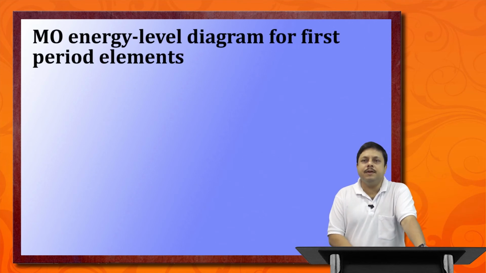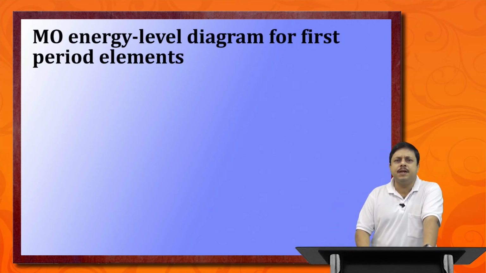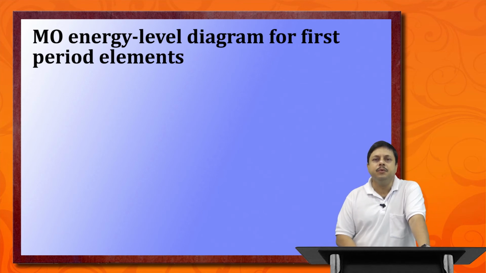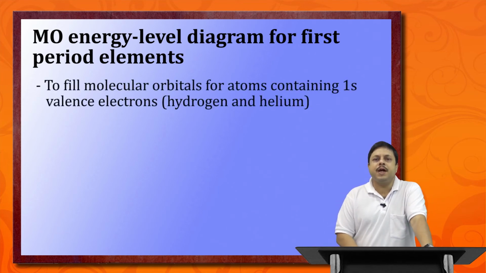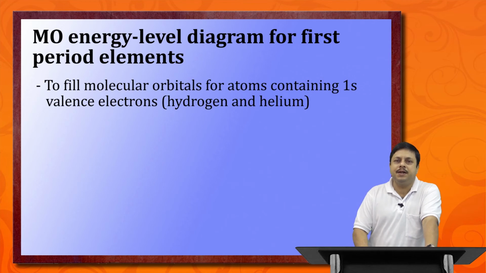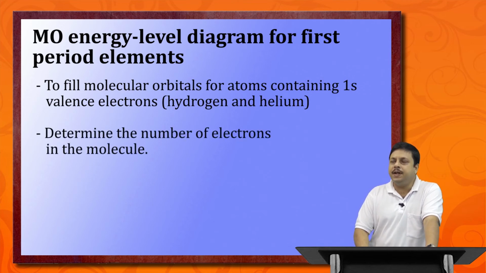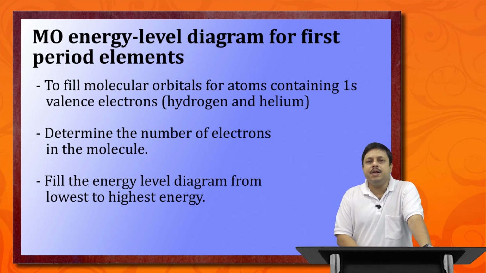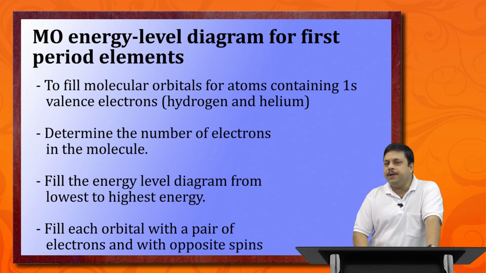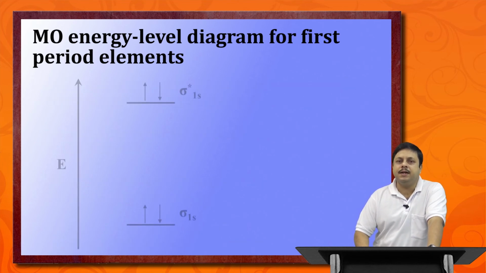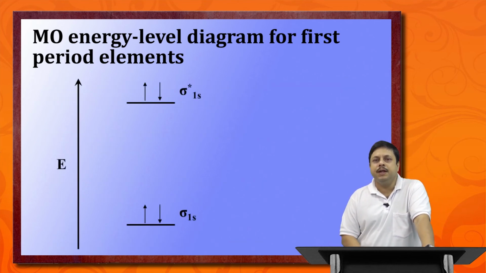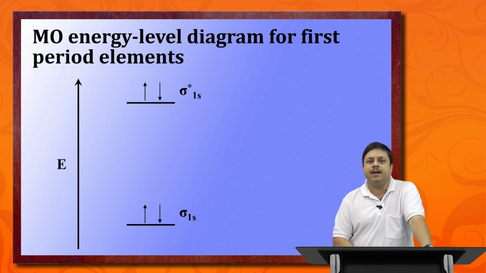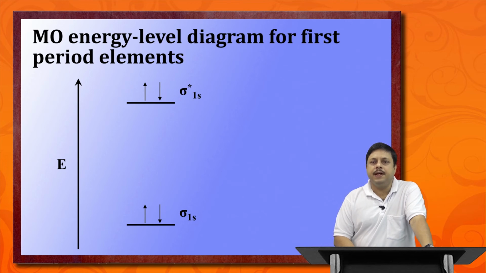Now, for the energy levels of the first period of elements, you can have certain rules. To fill the molecular orbitals for atoms containing 1s valence electrons, hydrogen and helium, you have to first determine the number of electrons in the molecule. You fill in the energy level diagram from the lowest to the highest, and fill each orbital with a pair of electrons with opposite spins, keeping in mind the Pauli exclusion principle in the same manner as you have done in the case of the atoms. So, this is the filling up process.